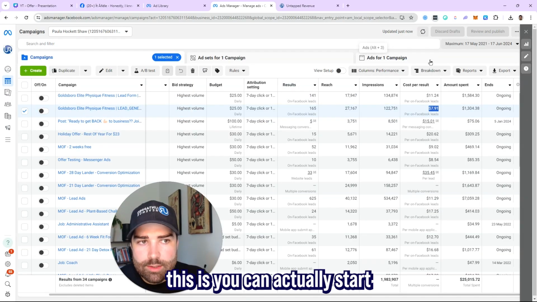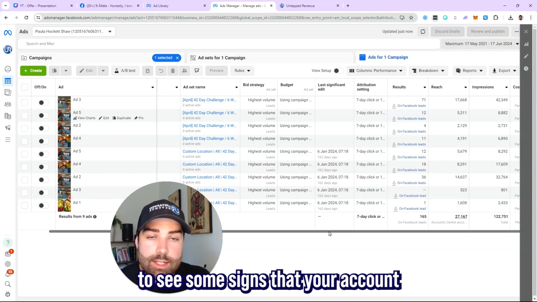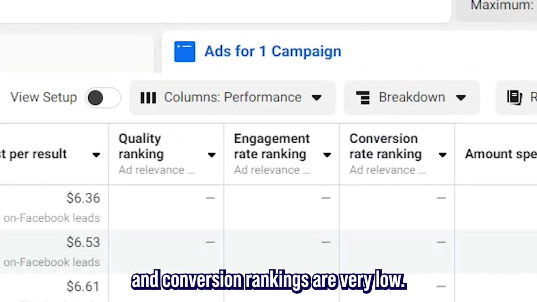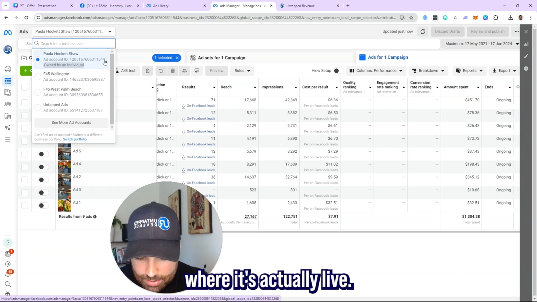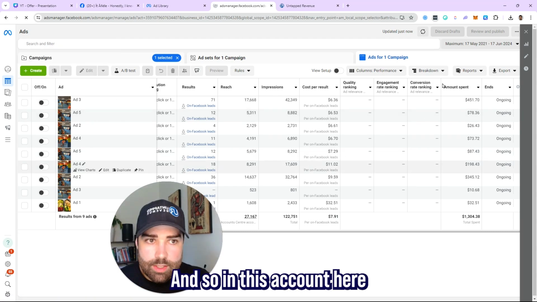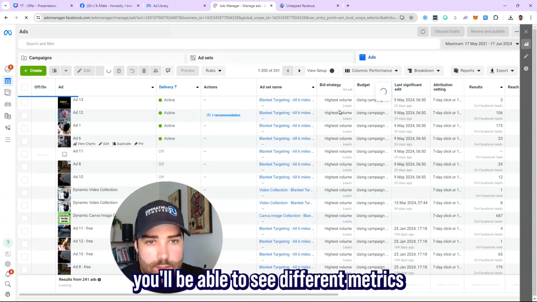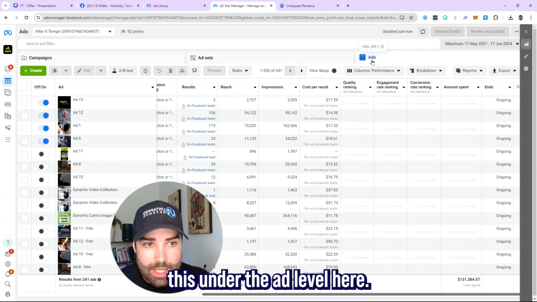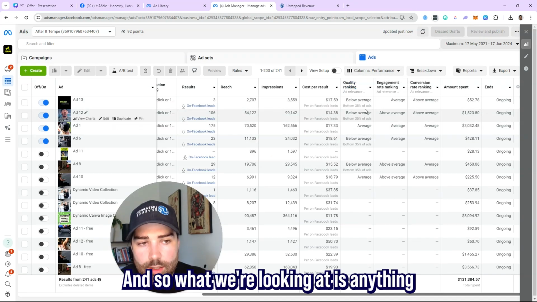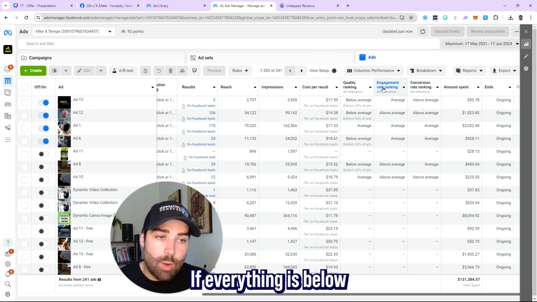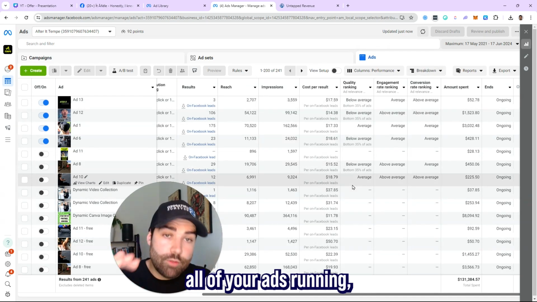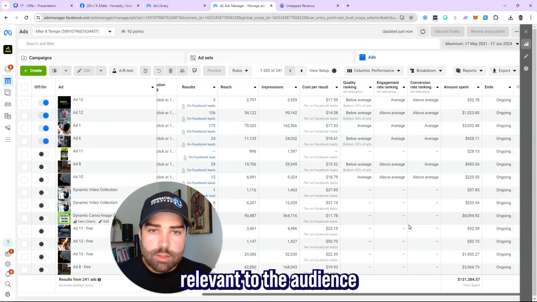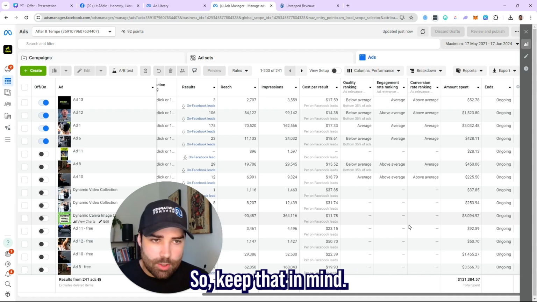One last thing I will mention about this is you can actually start to see some signs that your account is giving a negative user experience if your quality, engagement, and conversion rankings are very low. So let me show you one where it's actually live. In this account here, we'll be able to see different metrics for quality of the actual ad performance. You can see this under the ad level here. What we're looking at is anything below average. Okay, if everything is below average here in these stats and you see it amongst all of your ads running, that's usually a good sign that you're not really keeping your ads relevant to the audience, or it's just giving them a bad experience. So keep that in mind.